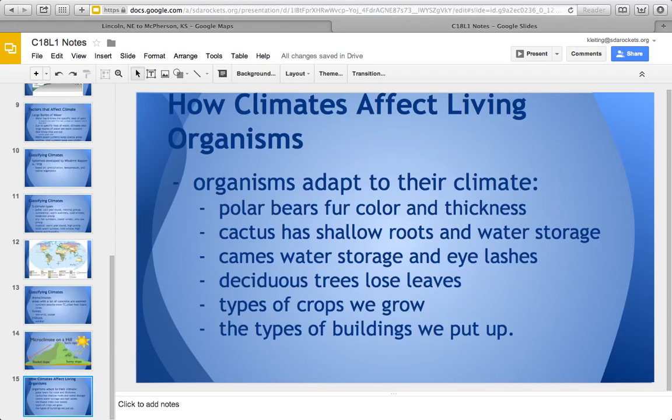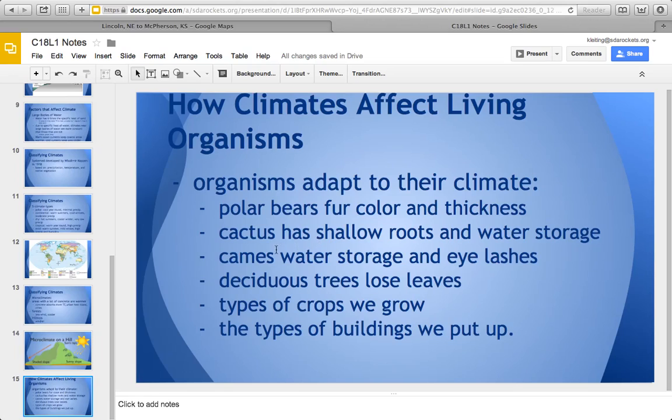Alright, how climates affect living organisms. This is a very, very, very broad idea, right? Organisms adapt to their climate. That's how we survive. So polar bears have thick fur and it's white so they can hide, because they live in snow, that's cold. Pretty straightforward. Cactuses have shallow roots so they can soak up as much water as possible when it falls for water storage.